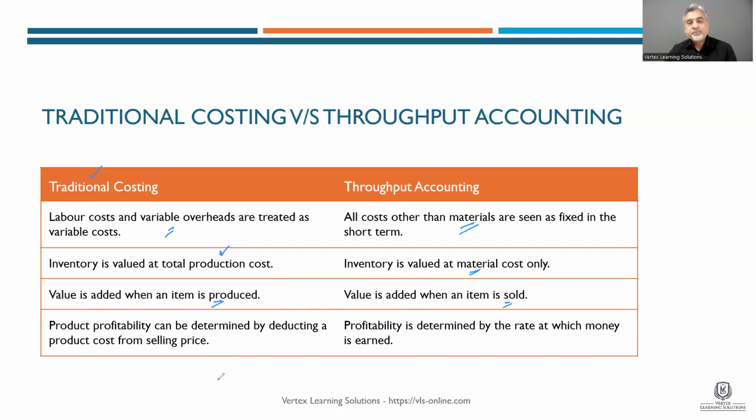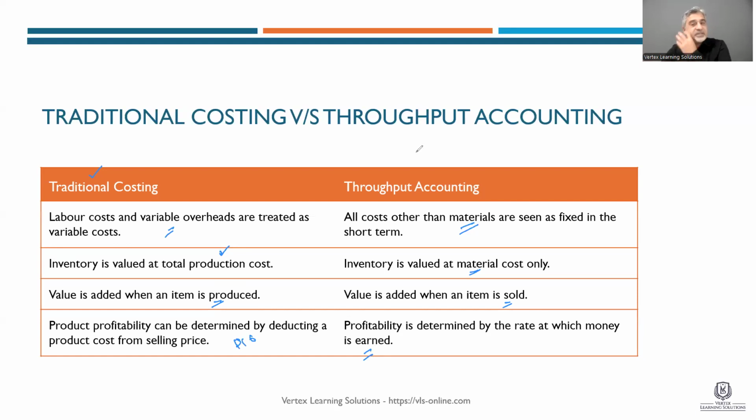That is more realistic. Traditionally, product profitability is determined by deducting product cost from selling price. So what is your selling price? $25. What is your product cost? $15, total product cost, full cost: material, labor, variable overhead, fixed overhead. So 25 minus 15, you say, oh, I made a $10 profit. Here, profitability is determined by the rate at which money is earned. So how much do you make per hour? How much do you make per month or per week? We will calculate throughput accounting ratio in the next session, and we will calculate the profitability per hour, per day, per week, per month, the speed at which the profit is added.